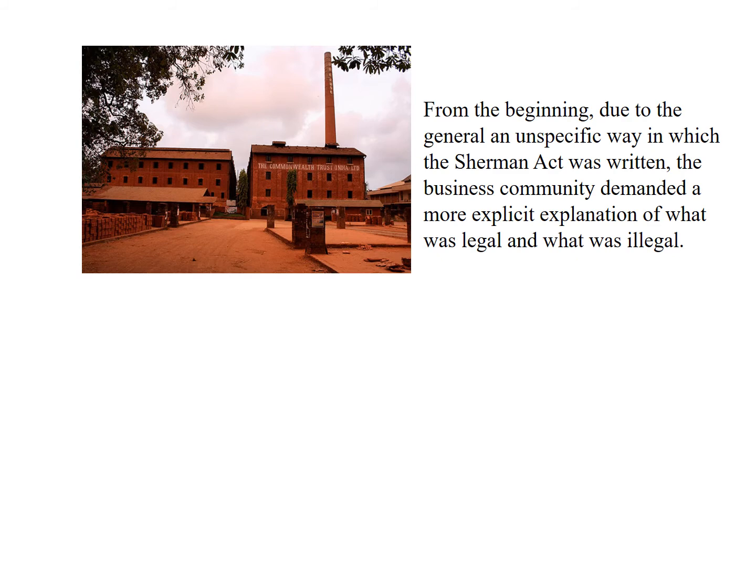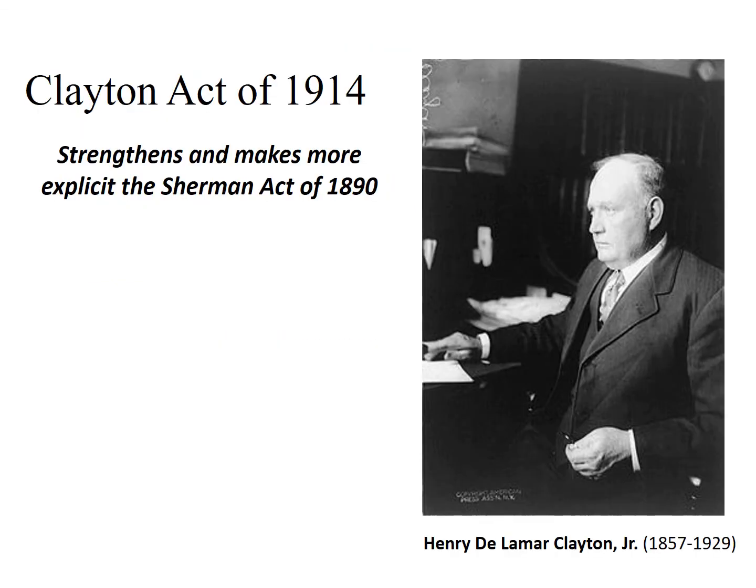From the beginning, due to the general and unspecific way in which the Sherman Act was written, the business community demanded a more explicit explanation of what was legal and what was illegal. The result was the Clayton Act of 1914. This act strengthened and made more explicit the Sherman Act of 1890.